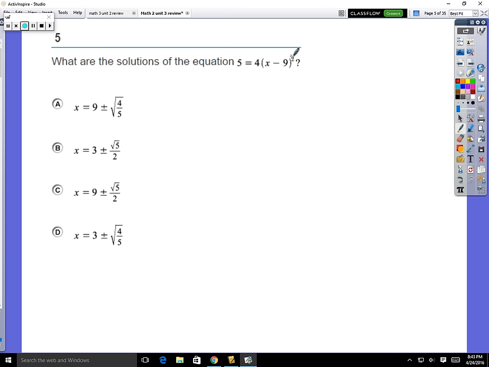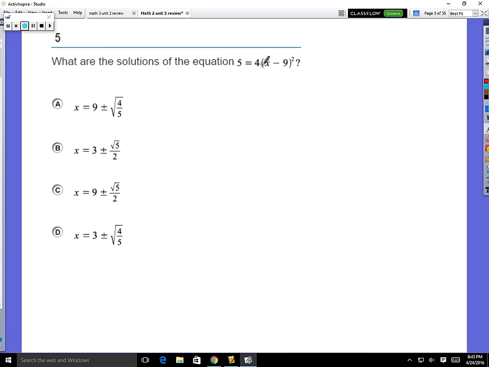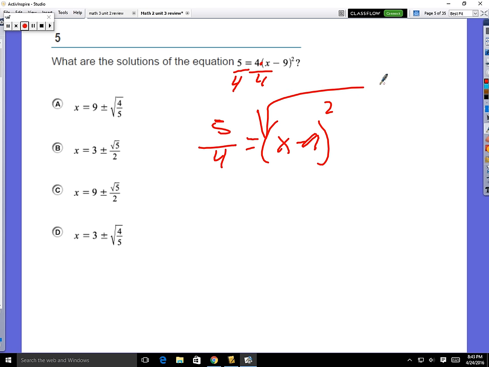Now, I'm going to ditch this 4. It's 4 times. So I'm going to divide 4, divide 4. So we got 5 divided 4 equals x minus 9 square. Now I'm going to ditch the square, and the inverse of a square is square root. So I square root this, but when I square root this, I got to do both roots, the plus and the minus. So now I got a fraction under the radical.